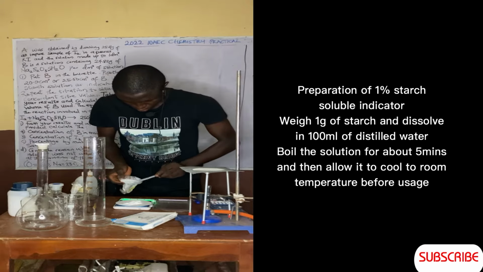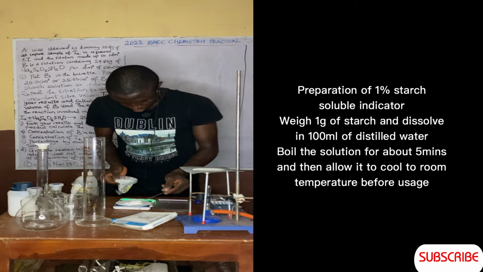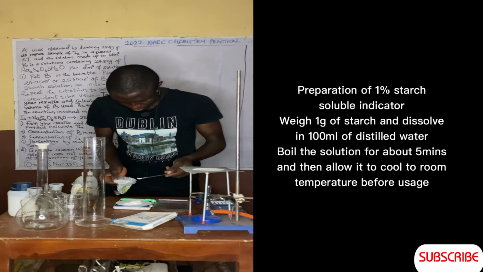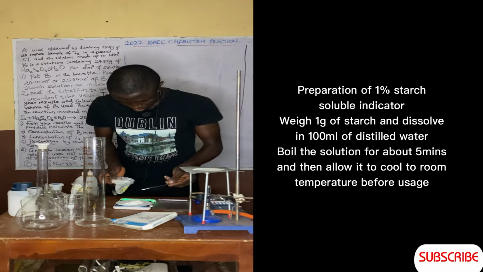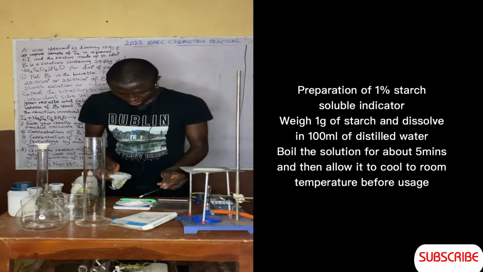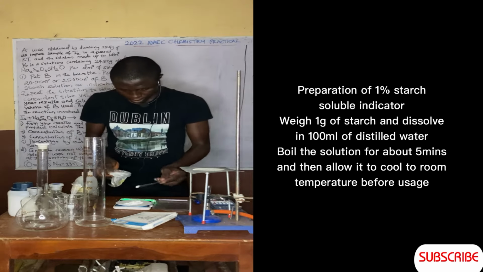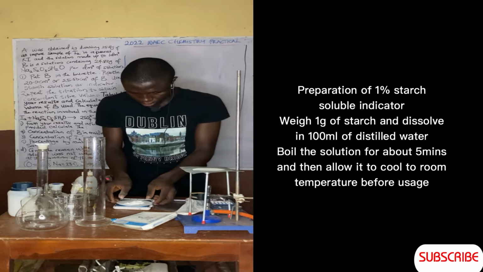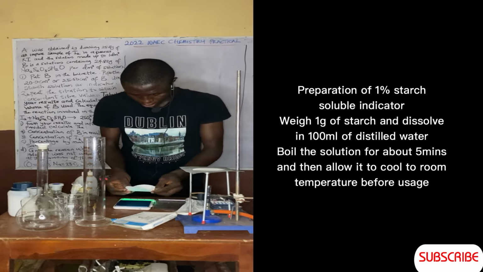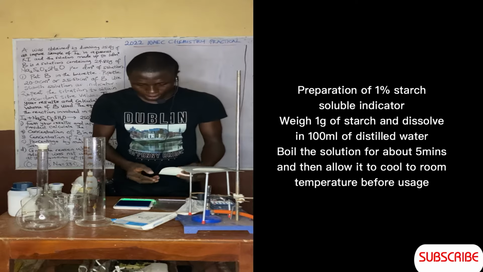Okay, this is 1.05, 1.08, you have to reduce it a little bit. Okay, we are here. This is 1.0. So here we have 1.0 gram of soluble starch.